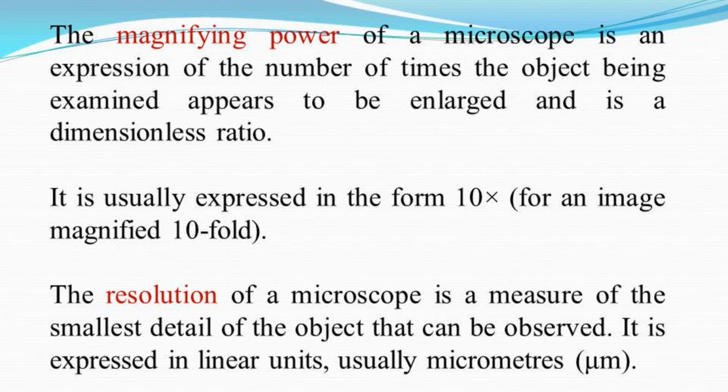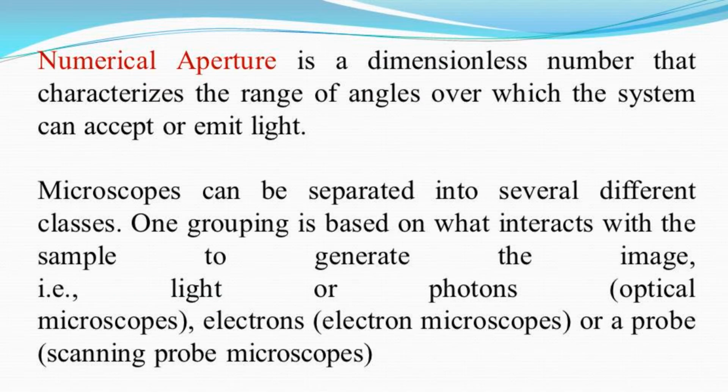The resolution of a microscope is a measure of the smallest detail of the object that can be observed. It is expressed in linear units, usually micrometers. Numerical aperture is a dimensionless number that characterizes the range of angles over which the system can accept or emit light.